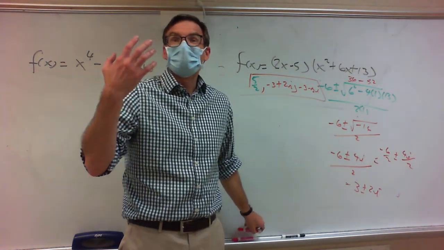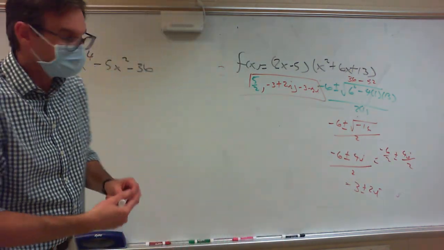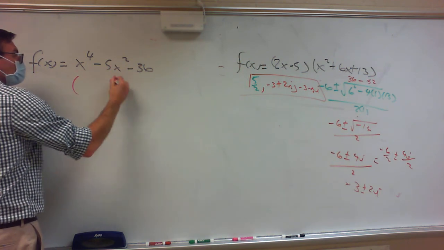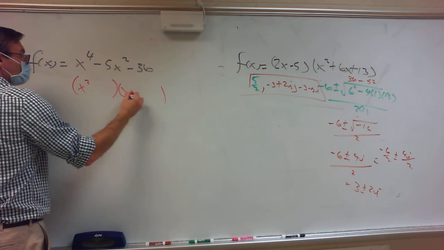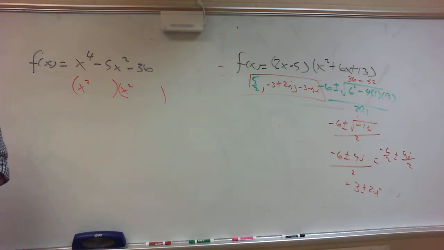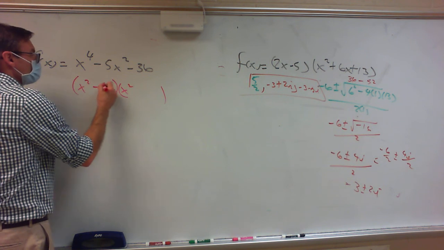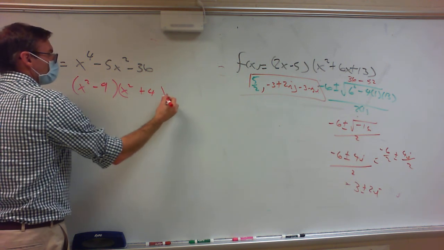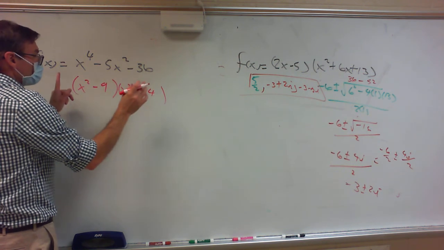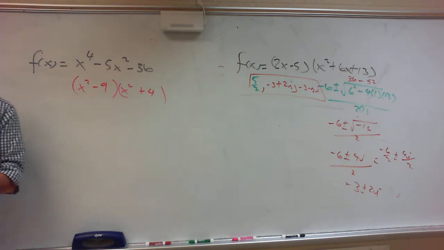Well, we factor like we've been factoring. If I treat this like a quadratic, then I can factor this as x squared and x squared. What multiplies to 36? Plus 6 and minus 6, I don't think that's going to give me a 5. Right, 9 and 4. So I'll do minus 9 and plus 4. Minus 9x squared plus 4x squared gives me the minus 5x squared. And so now they're factored.